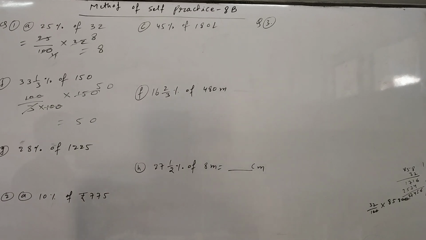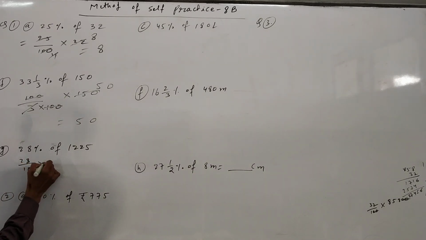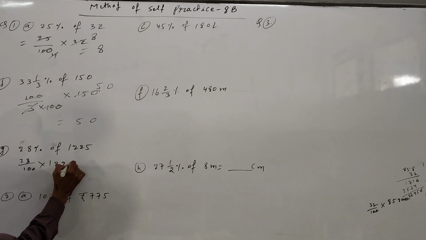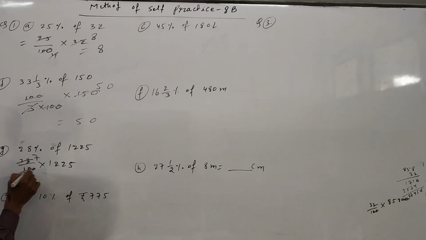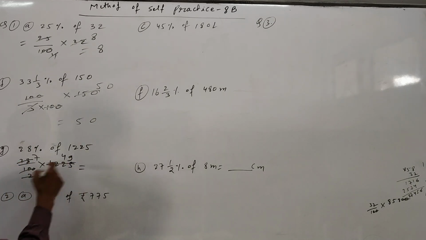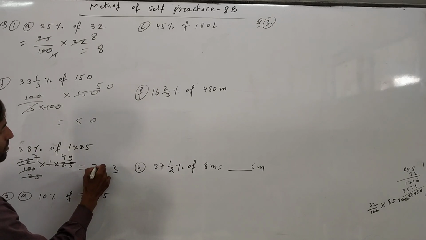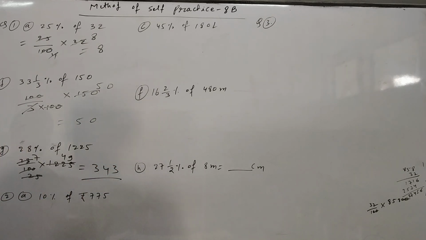28% of 225. In this case also we have to find the value. So 28 upon 100, into of means multiply 225. Now we will cancel 7 for the 25, and after this we can cancel by 4, and then it will come 9. So 9 into 7 is 63, carry 6. 7 fours are 28 plus 6 it will come 34. So 3 2 4 3 is the answer.